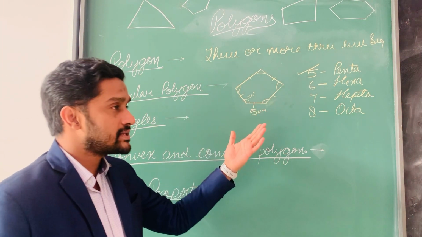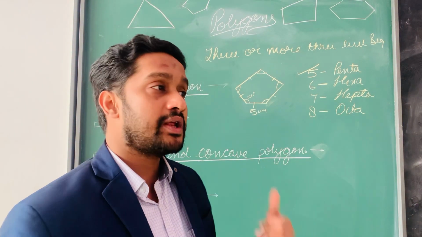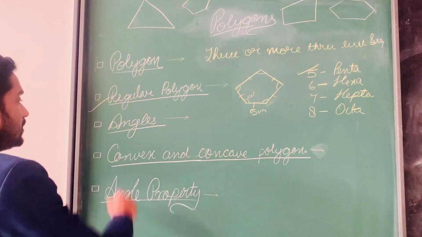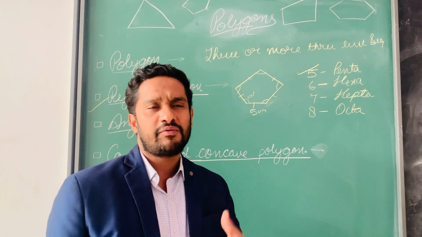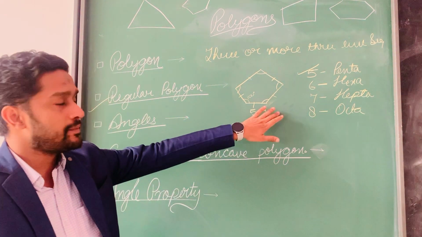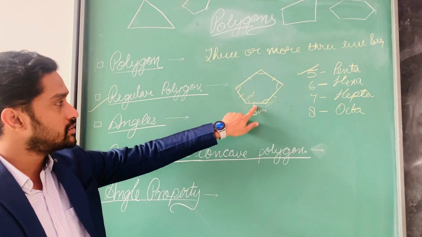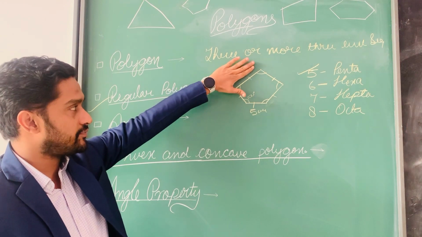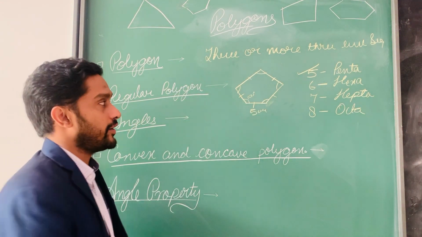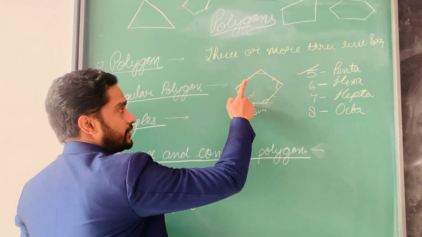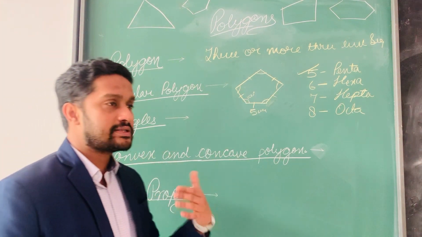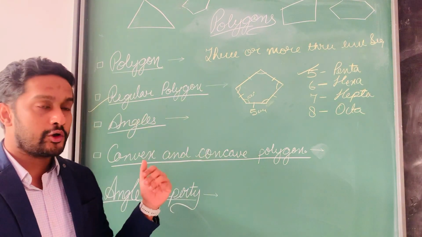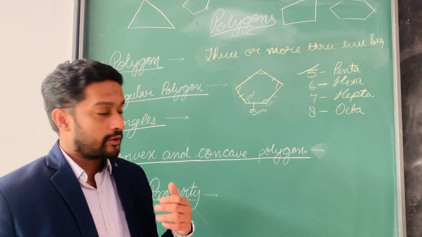Otherwise, if some of the sides are different in measurement or their angles are different in measurement, that polygon will be known as an irregular polygon. Coming to the angles of a polygon, it's very obvious. You can see here in the pentagon, how many sides are there? 1, 2, 3, 4 and 5. If the number of sides is 5, the number of angles is also 5: 1, 2, 3, 4 and 5. So the number of angles will be equal to the number of sides in a polygon.